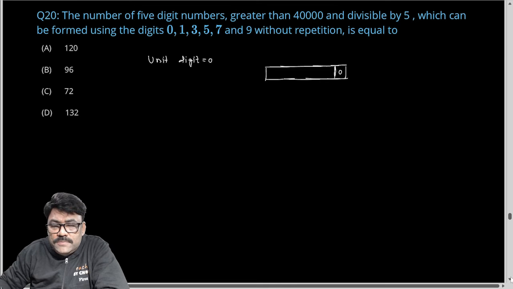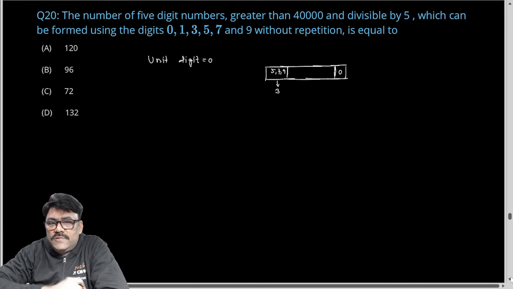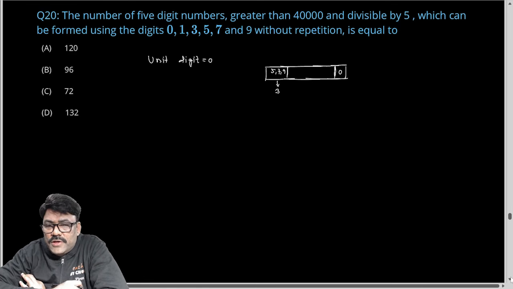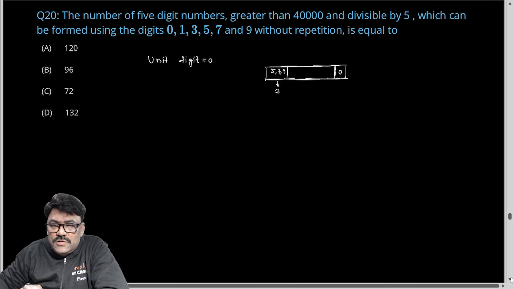Now your number must be greater than 40,000. So hence at the leftmost position, means at the 10,000 place, you will either put 5 or 7 or 9. 3 possibilities here. It will be either 5 or 7 or 9. So 2 places filled. Now I have to fill 3 more places: 1000 place, 100 place, and unit place.